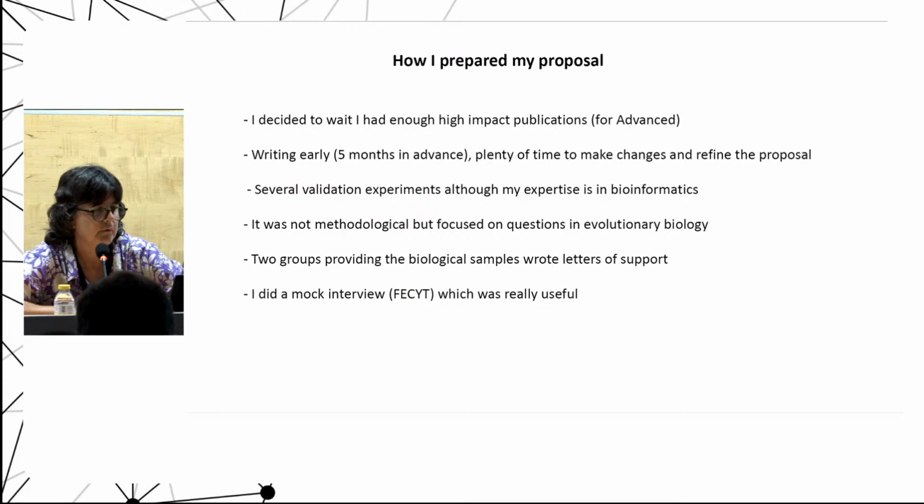So, 4 or 5 things about what I did. I waited. I had to apply for an Advanced grant, and I said I had to wait. I mean, I had been thinking about it already years before doing it, but I waited to have certain cachet or a good CV, because I think without that I was not going to make it, especially for Advanced. I started writing early, and I kept working on the project for about 5 months until I submitted. I had time to make changes, and I did quite a lot of changes.